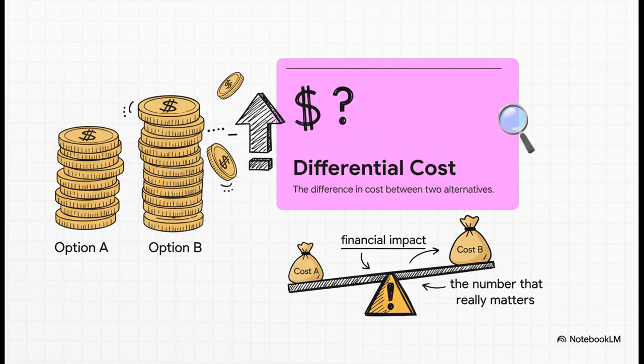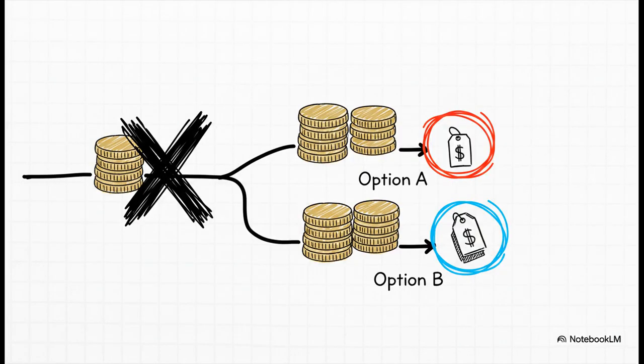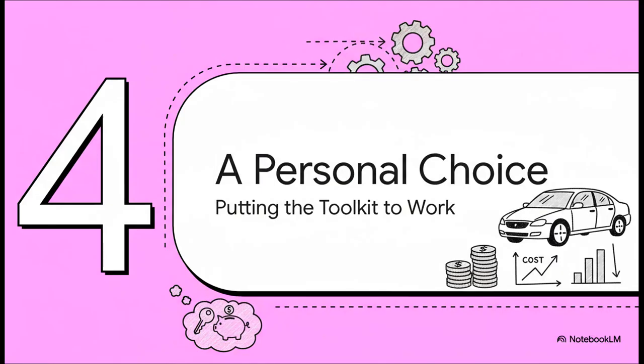Now, this isn't just some boring accounting term to memorize. It's the number that actually matters. It's the bottom line. It tells you the precise financial impact of picking one option over the other. So look, if you take away one thing from this section, let it be this. I want you to burn this rule into your brain. Ready? If a cost doesn't change, it doesn't matter for the decision. You have to ignore it. It's just a distraction. And focusing only on the things that change, well, that's the secret to making crystal clear decisions.